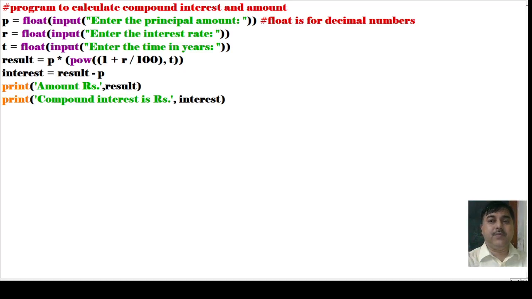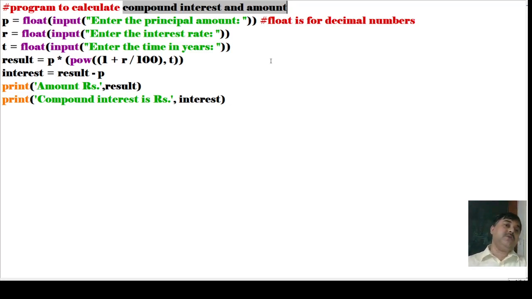Now see the second program. What is the second program? This is a program which is going to calculate compound interest. Compound interest formula, I think all of you know it. Compound interest and the amount. Compound interest is power of that, and we are going to do that work.